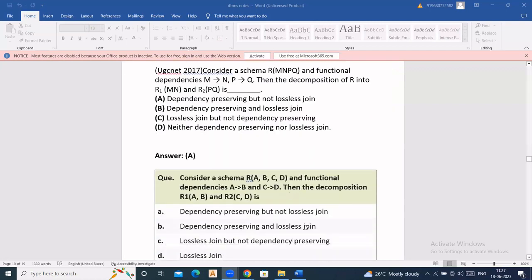Now for this question, you have solved only for lossless. That you have already solved. It is not lossy. Okay. Tell me about dependency preserving. Ma'am, for that question, the answer is A only, na? A only, yes. Okay. In this question, we have to find dependency preserving. Okay. Yes. Okay.